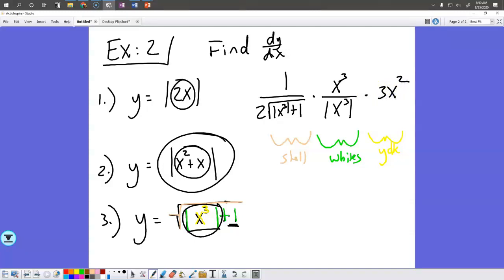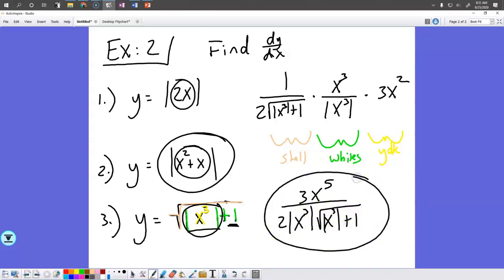Okay, I'm just going to leave it like that. Well, I guess we could put it together. If you put all the tops together, you would get 3x to the 5th. If you put all the bottoms together, you would get 2 absolute value of x cubed square root of the absolute value of x cubed plus 1. Okay, so that is the derivative of an absolute value. So the basic rule is you put the absolute value on the bottom, you put what's inside on the top. Don't forget to multiply it by the derivative of the inside.